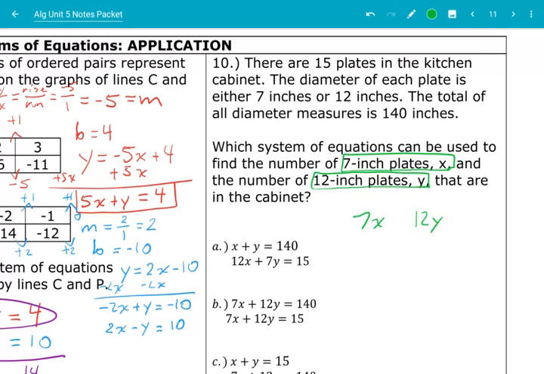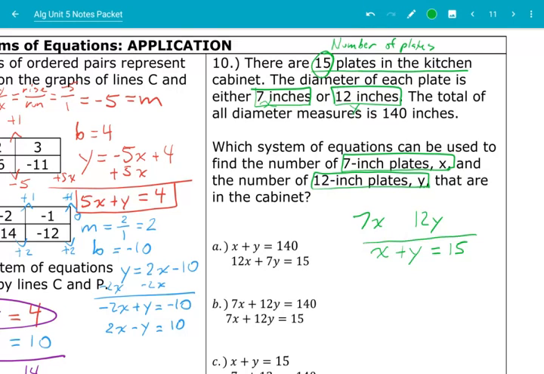And let's see, what am I going to do with those? Well, let's look at the first part here. There are 15 plates in the kitchen cabinet. This is a number. This is the number of plates. So this is a total, 15. And there's two kinds. They're either 7 inches or 12 inches. 7 inches was X. 12 inches was Y. So down here I can say X and Y, 7-inch plates plus 12-inch plates. Well, there are 15.